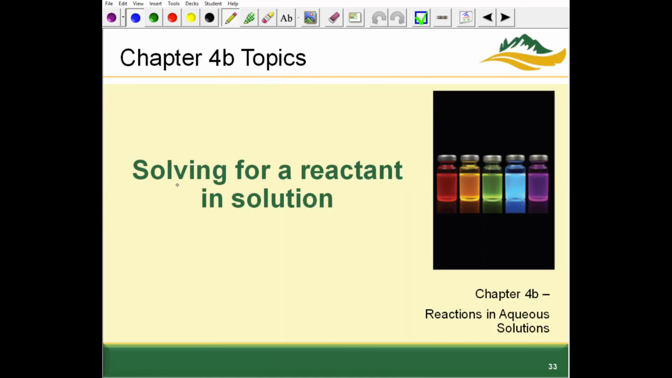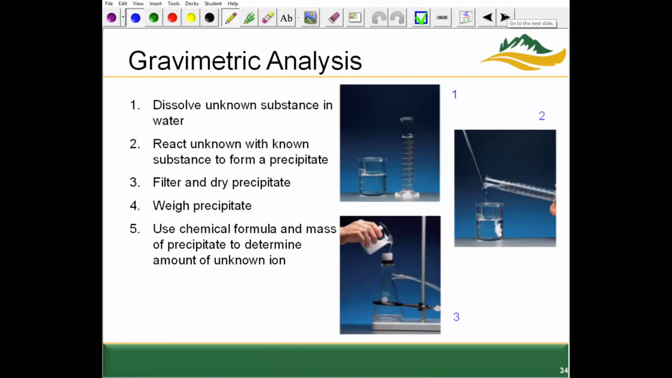Next we have solving for a reactant in solution. Before getting more into this topic, let me introduce you to the concept of gravimetric analysis. In gravimetric analysis, we can dissolve an unknown substance in water. Say we took some solid substance and dissolved it in water. We can react that unknown substance, now dissolved in solution, with a known substance that will form a precipitate. That precipitate will form, remember, as a solid or semi-solid denoted like this.